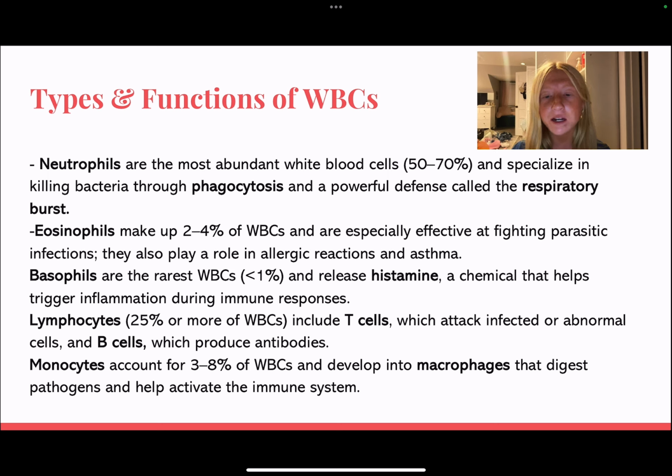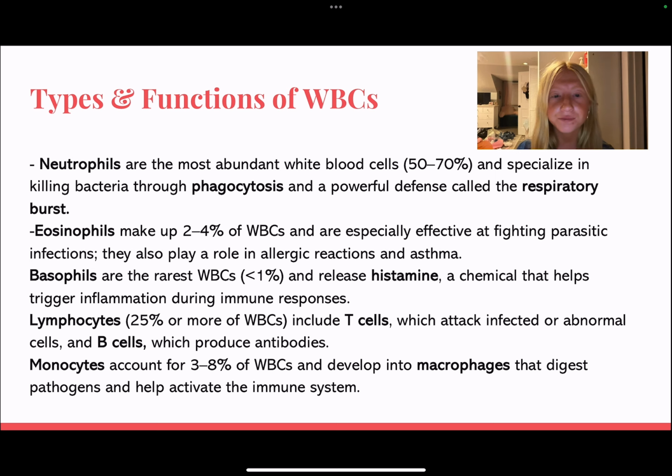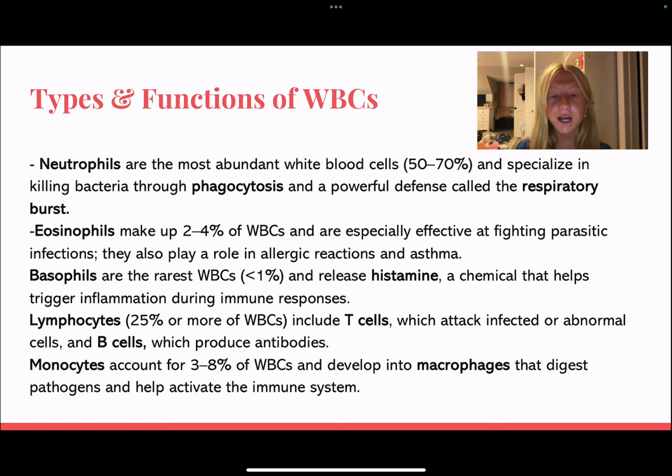Lymphocytes include T cells, which attack abnormal cells, and B cells, which produce antibodies. Monocytes account for 3 to 8% of white blood cells, and they develop into macrophages. These digest pathogens and help activate the immune system.